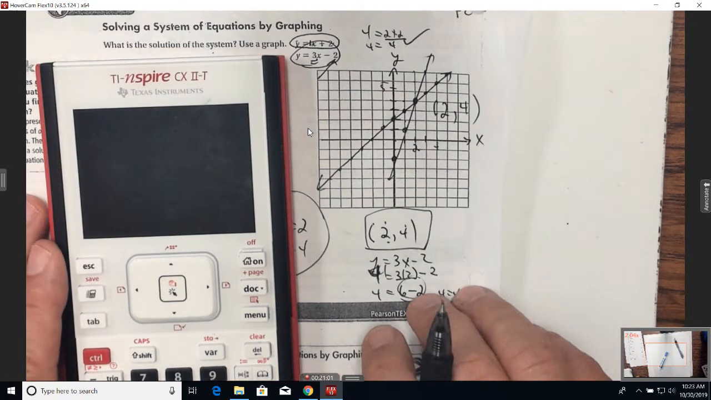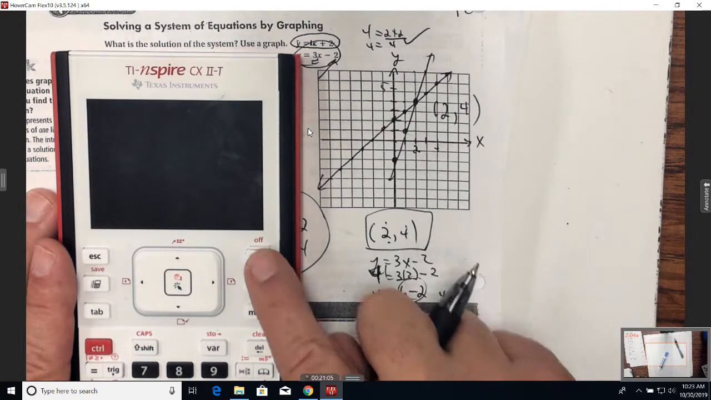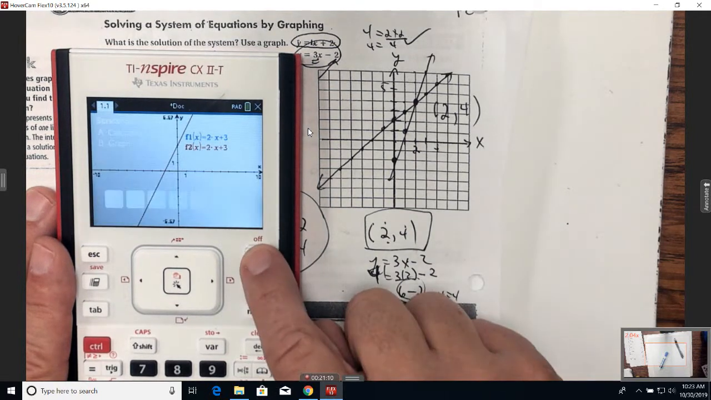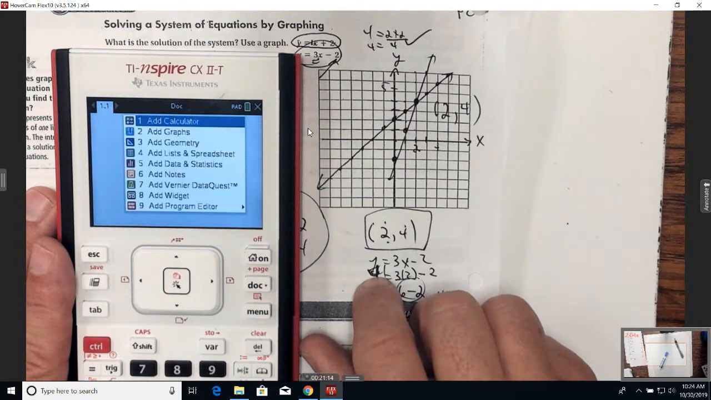Why not just graph it in a calculator? See if that really is the intersection. So our calculator will do this for us as well. Watch. So cut it on. Go to your home screen. Go to New Document. Don't save my last one.